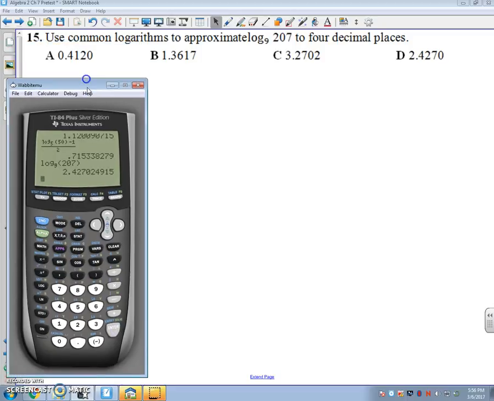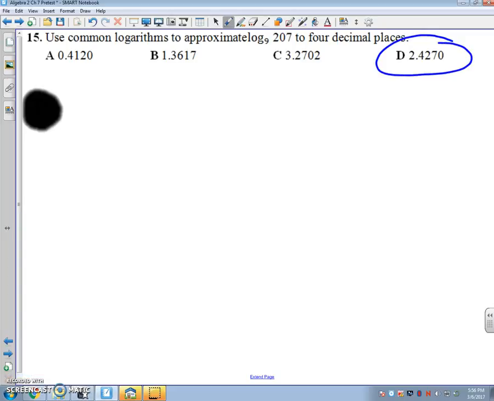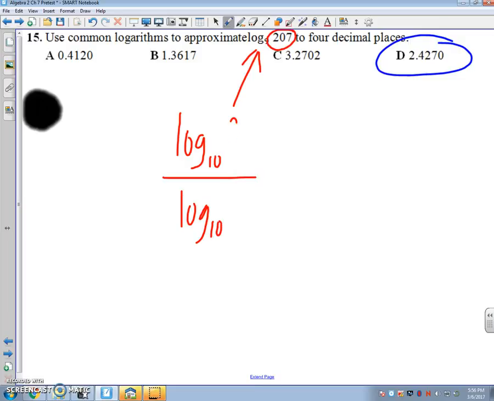Round to 4 decimal places, so 2.4270. 2.4270, D. Alright, now technically let's do this correctly. Common logs, remember that's just doing log base 10 of something, divided by log base 10 of something. We just use the two numbers here. This number goes on top, the base goes on bottom.